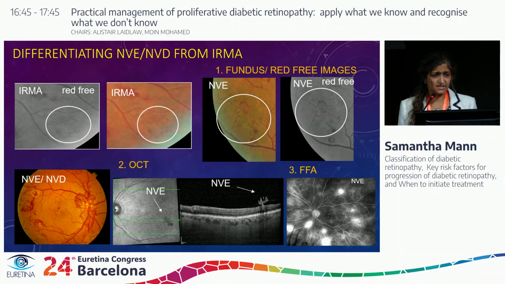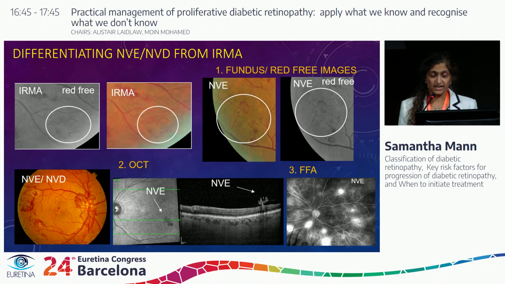Many of our residents say they find it difficult to differentiate between NVE and NVD and IRMA. So some clues here: if you use a red-free photograph, you can see here on the top right-hand corner a sort of cauliflower configuration of the new vessel frond. It's a frond of new vessels, whereas IRMA tend to be very flat, more branch-like. Another really good way of differentiating the two is using OCT imaging. You can see here the slice through the suspected new vessels shows branching vessels protruding into the vitreous cavity. So that's a very clear indication that there are new vessels there.